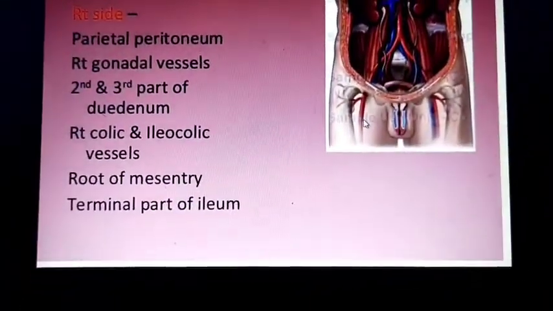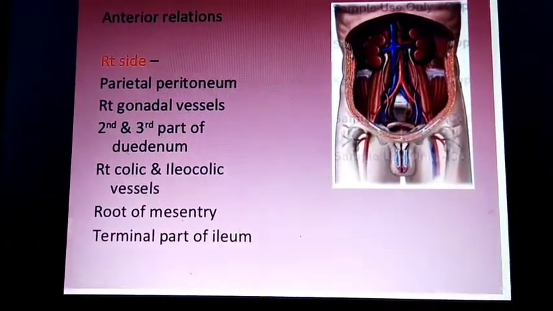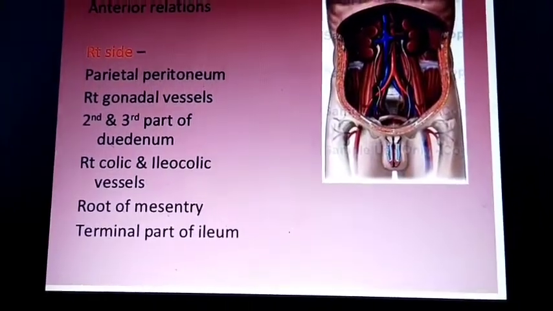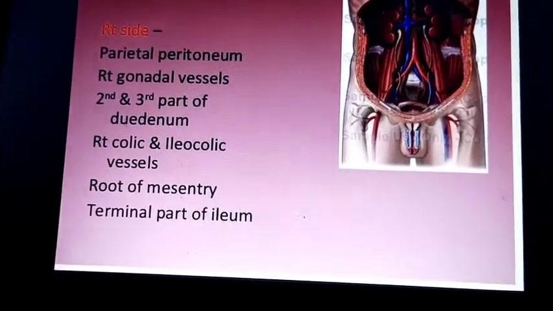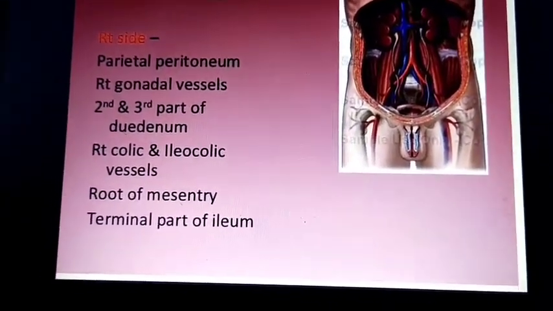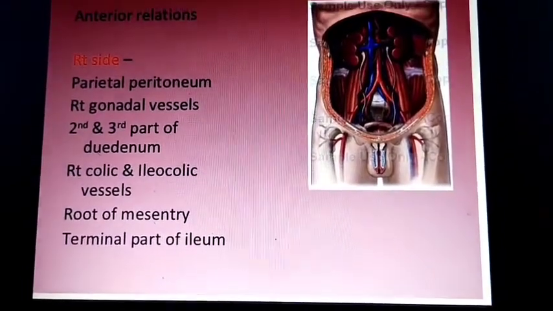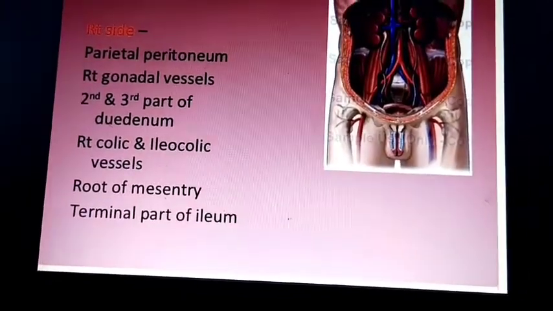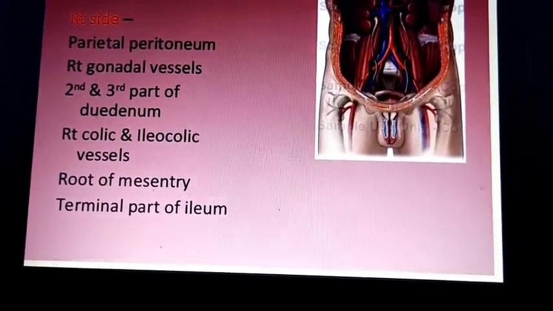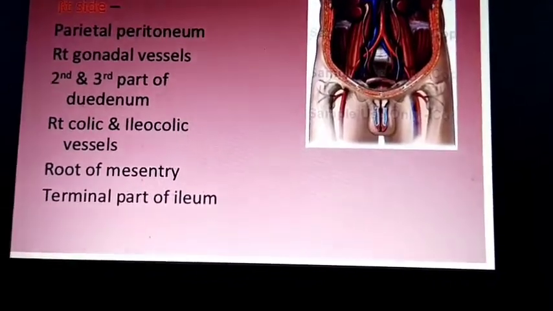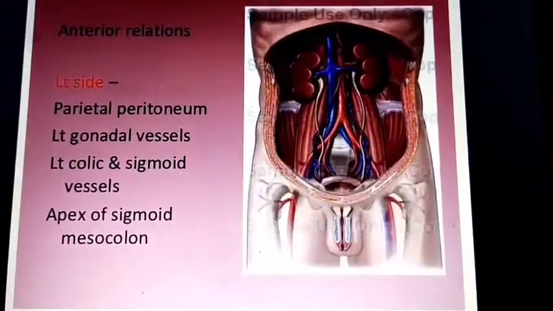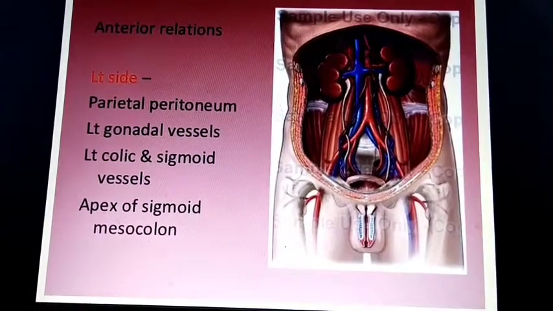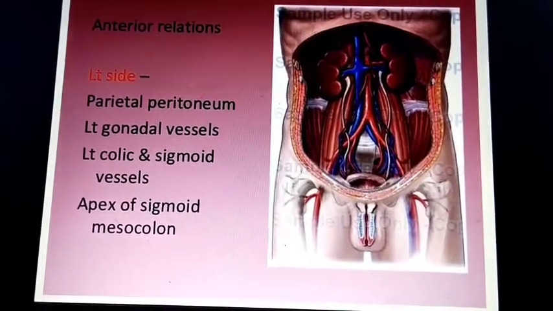On the right side: parietal peritoneum, right gonadal vessel, second and third parts of the duodenum, right colic and ileocolic vessels, the root of the mesentery towards the ileocecal junction, and the terminal part of the ileum. On the left side: parietal peritoneum, left gonadal vessels, left colic and sigmoid vessels, and the apex of the sigmoid mesocolon.